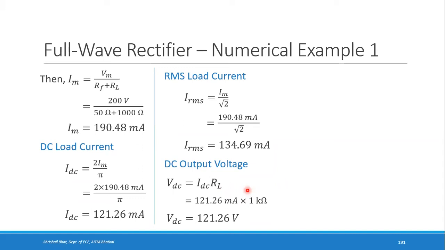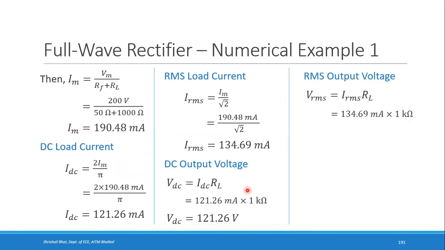Next, you can also find VRMS, though it is not asked here. VRMS is IRMS into RL. IRMS is what you obtained, just substitute, you'll get 134.69 volts, because milli and kilo get cancelled, and the same value will be 134.69 volts.